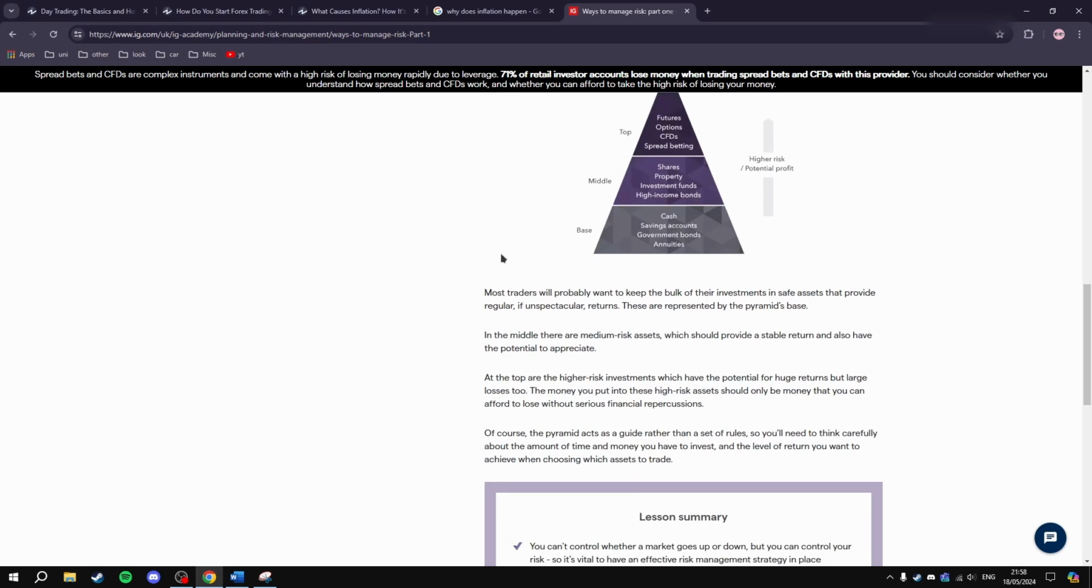Most traders will probably want to keep the bulk of their investments in safe assets that provide regular, if unspectacular, returns. These are represented by the pyramid's base. In the middle, there are medium risk assets, which should provide a stable return and have a potential to appreciate. At the top are the higher risk investments which have the potential for huge returns but large losses too. The money you put into these high risk assets should only be money that you can afford to lose without serious financial repercussions. Of course, the pyramid acts as a guide rather than set rules, so you need to think carefully about the amount of time and money you have to invest and the level of return you want to achieve when choosing which assets to trade.